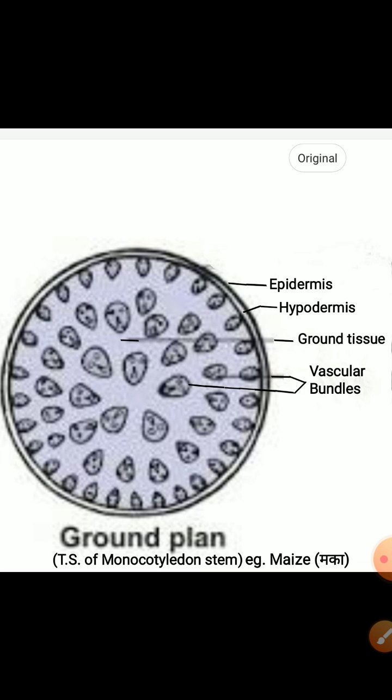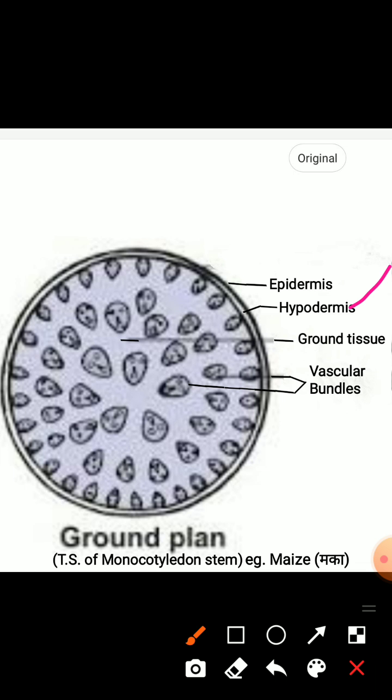It shows the outermost covering as epidermis. Below the epidermis, there is a hypodermis. Hypo means below; below the epidermis, there is hypodermis. Here, there are 2 to 3 layers of cells composing the hypodermis. This hypodermis is a mechanical tissue in the monocot stem. It is composed of sclerenchyma type of tissue.